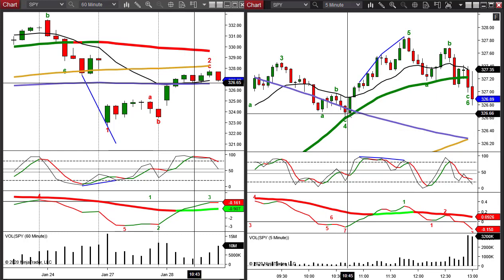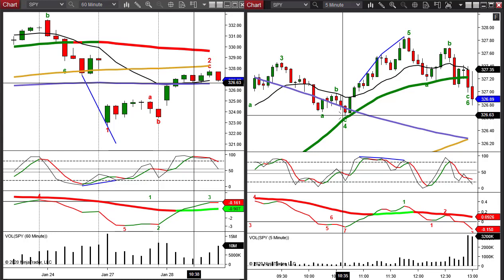On the other hand, if we're using the 50 MA to angle down, then that would confirm this trade. So depending on which indicator you're using, one would confirm, one would not. All right, so in this case, the 50 MA angling down does. The other indicators do not.